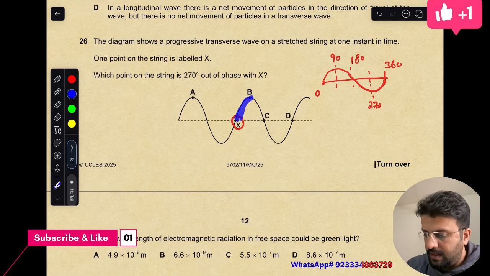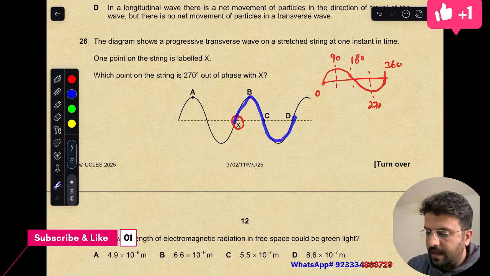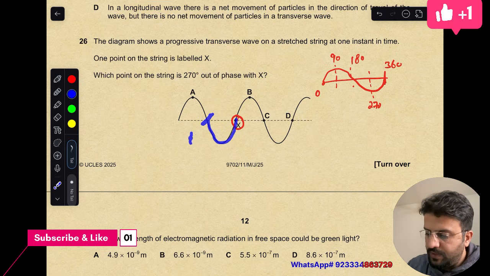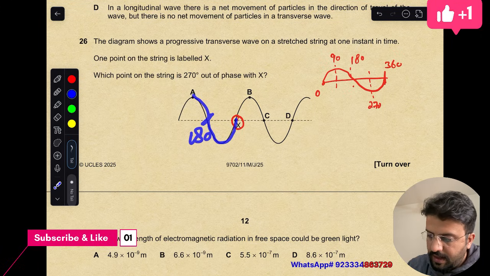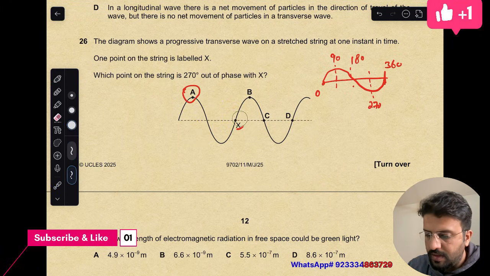If you see A and B, they are 90 degrees apart. They are 120, A and C, sorry, X and C, and X and D are 360 because it has again reached the same point from where it started. One wave is completed, it's 360. If you see this one, from this till this point, this is 180 and this is 90, so 180 plus 90 is 270, so it's option A.